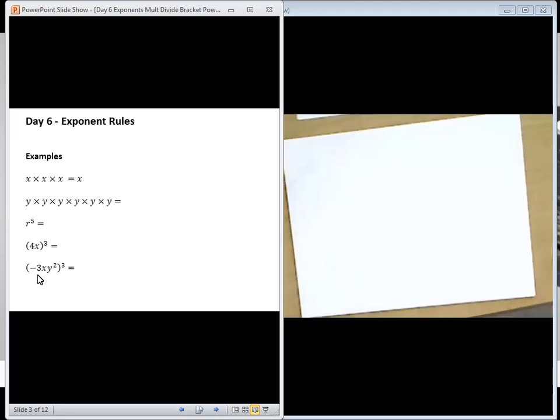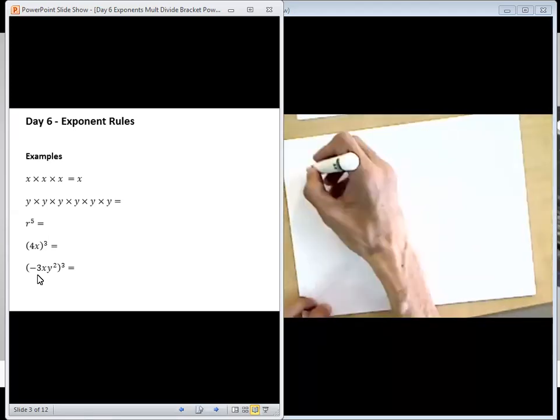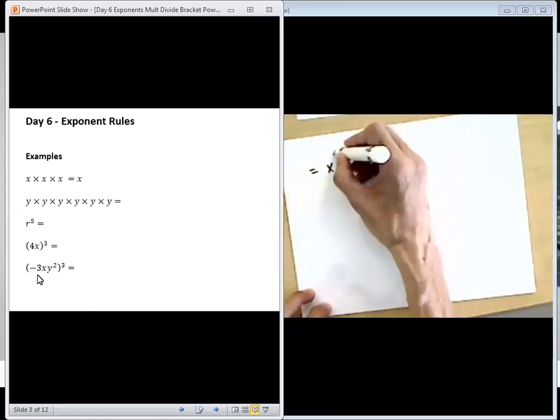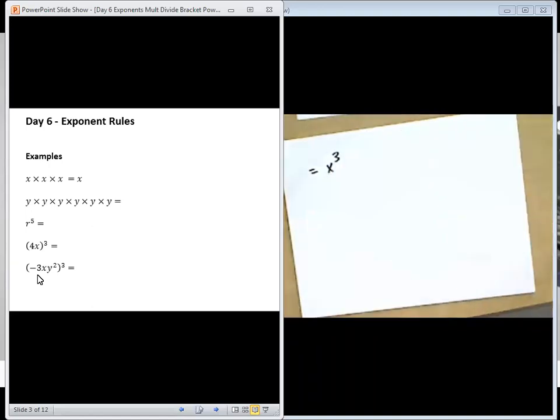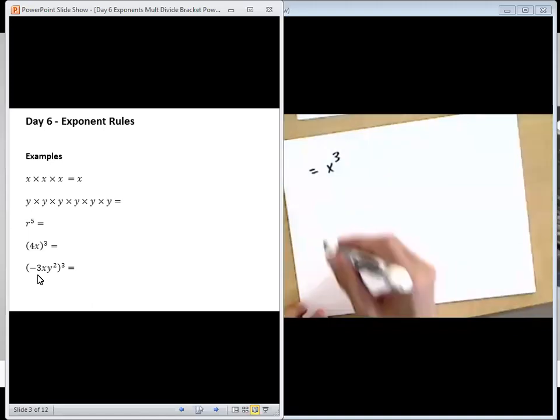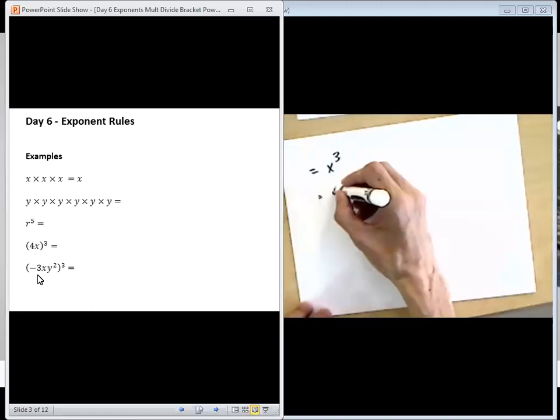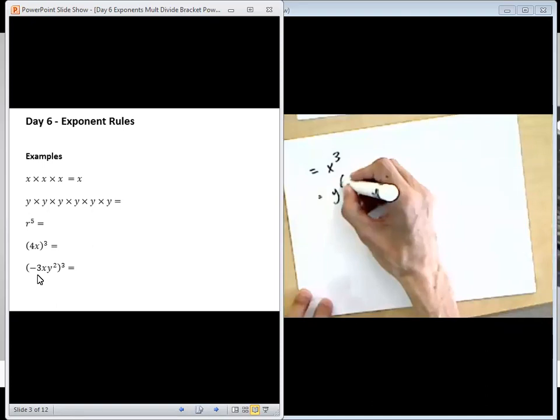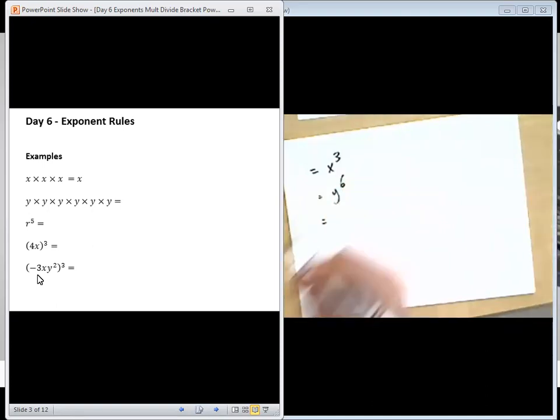First one, XXX is going to be equal to what? X to the power of 3, yeah. The next one, how many Y's are there? 6? Okay, I'm going to trust you. Oh yeah, 3s and 3s. 6 down there.